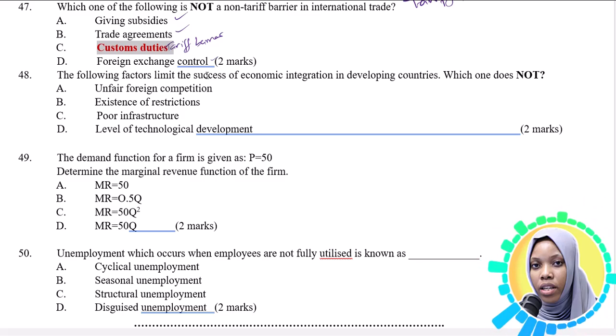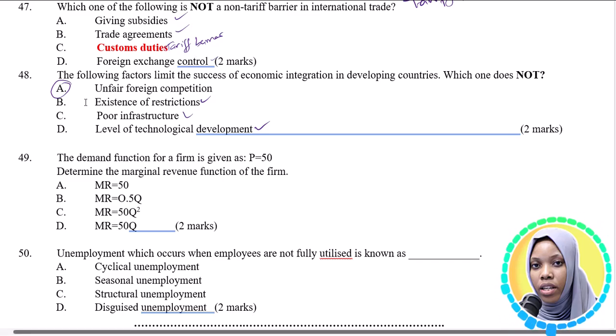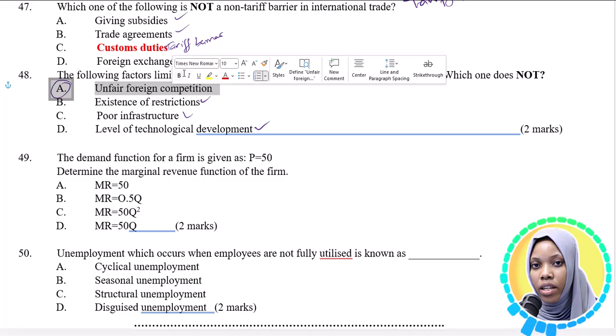Existence of restrictions, this limits economic integration. Poor infrastructure does limit. Poor level of technological development also limits. So our answer here should be A. Unfair foreign competition is not a limiting factor to economic integration.